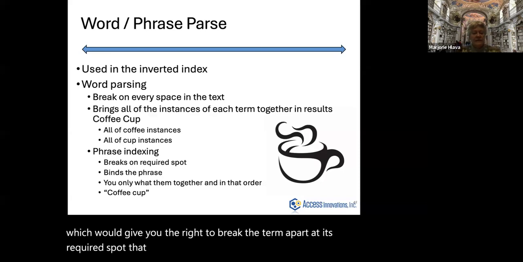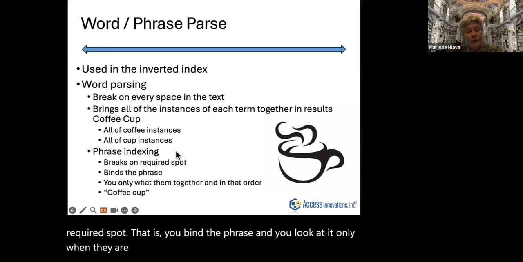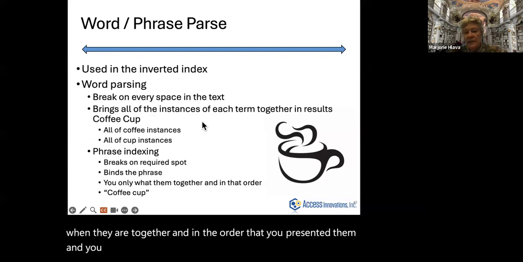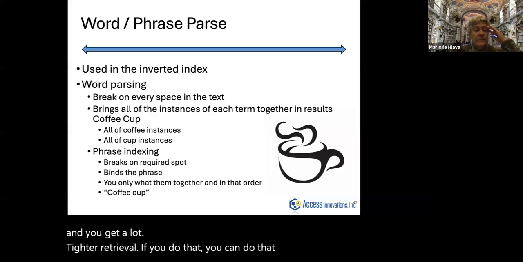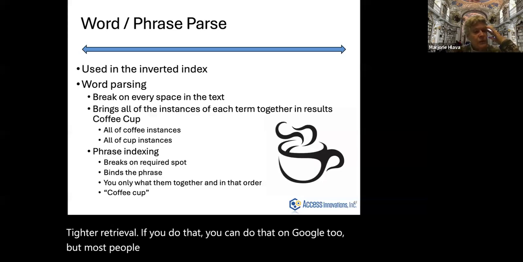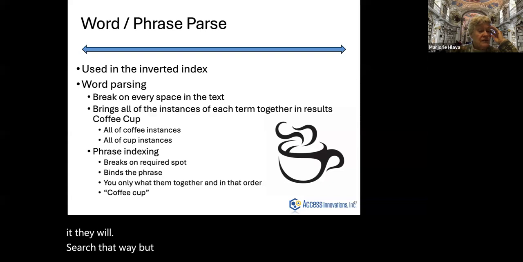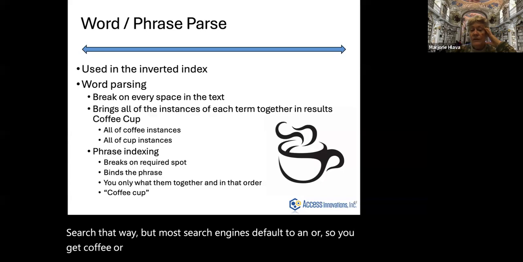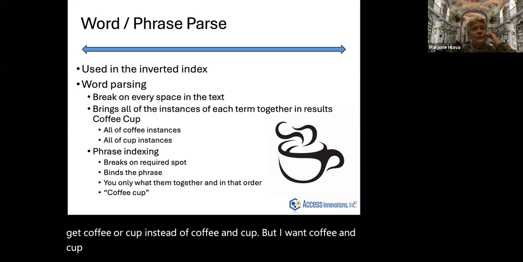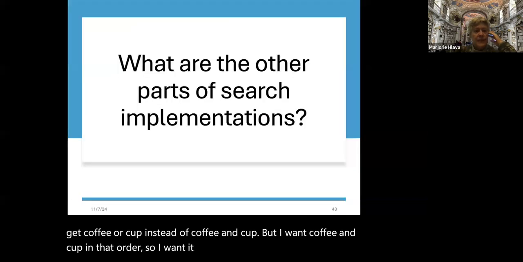That is, you bind the phrase and you look at it only when they are together and in the order that you presented them. And you get a lot tighter retrieval if you do that. You can do that on Google too, but most people don't. They just put in the words and assume that it will search that way. But most search engines default to an OR. So you get coffee or cup instead of coffee and cup. But I want coffee and cup in that order. So I want it as a phrase.